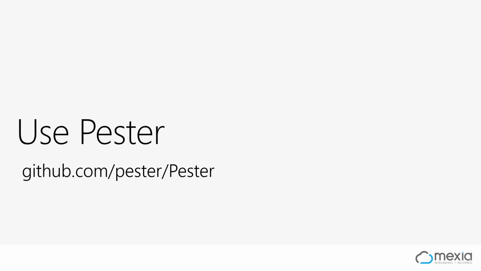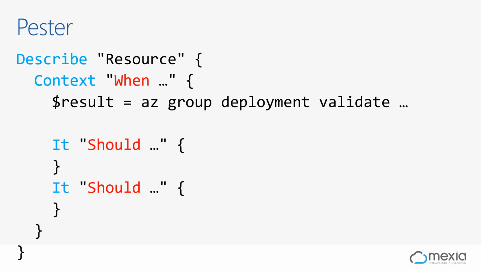Pester is the PowerShell testing framework, a BDD style testing framework. We can use this very easily. This is how the script looks like. Describe something, define context, and run the Azure CLI within that script. And with that result, we can verify that it should be something, right?